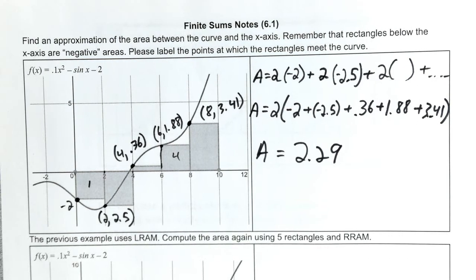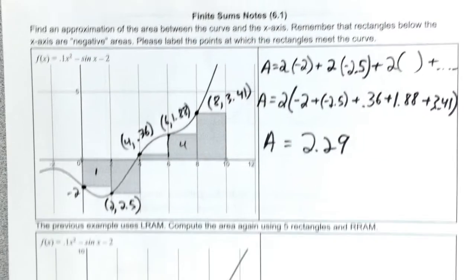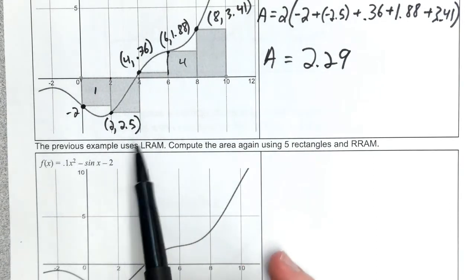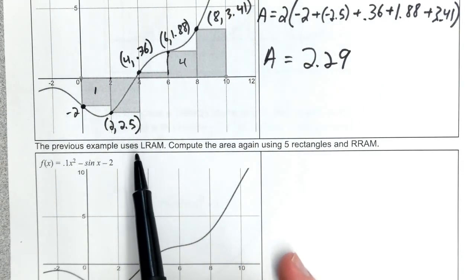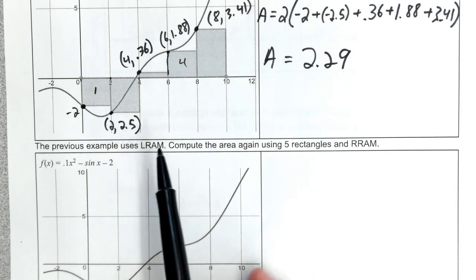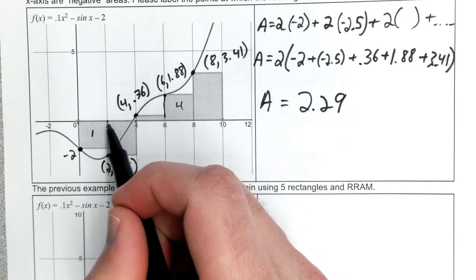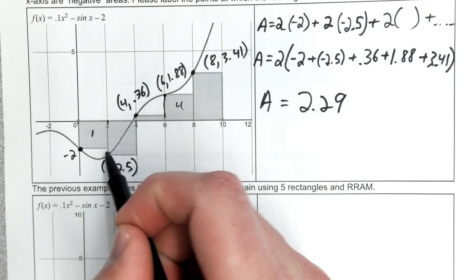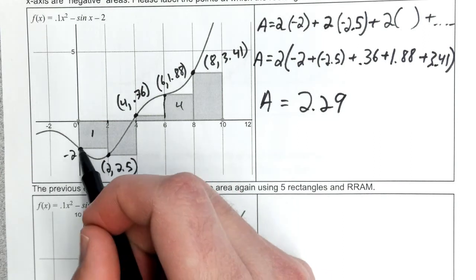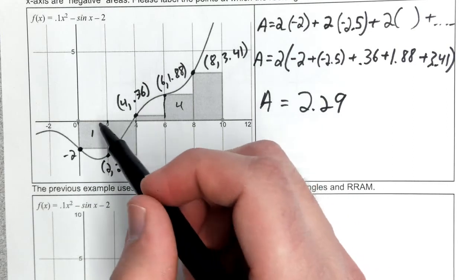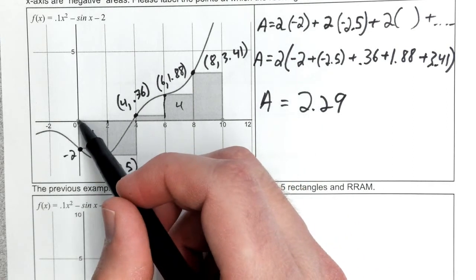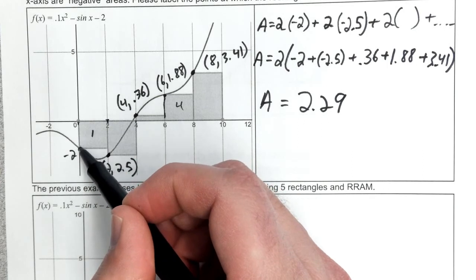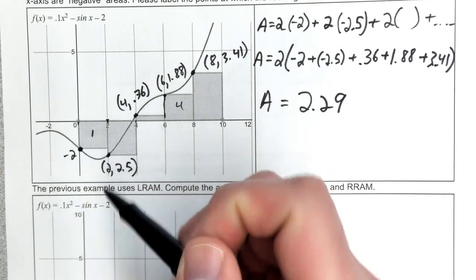You should try the next example on your own. Pause the video, give it a try, and see if you can get the same answer that I do. The previous example, we used what's called LRAM, the left rectangular approximation method. We put the rectangle's height on the left-hand side of the rectangle where it meets the curve. That was poorly phrased, but you take your interval, which is 2, and use the left-hand side of the rectangle to meet the curve.